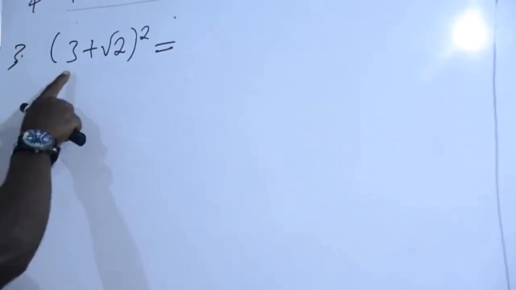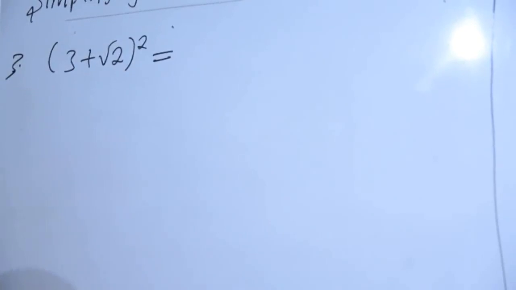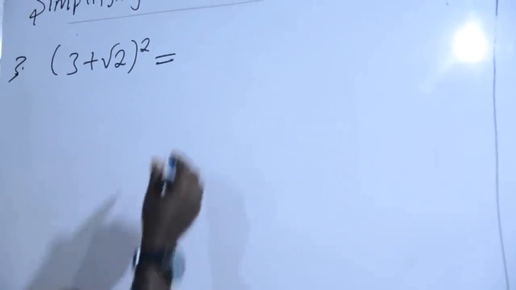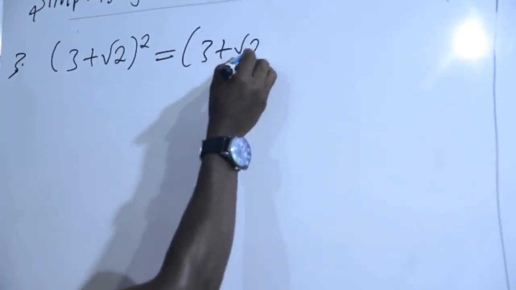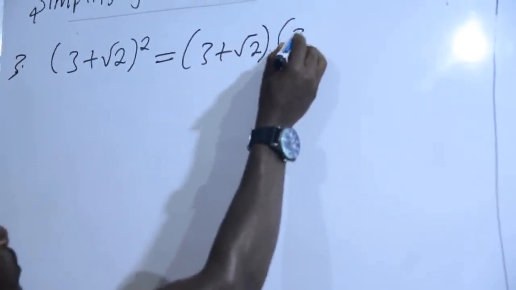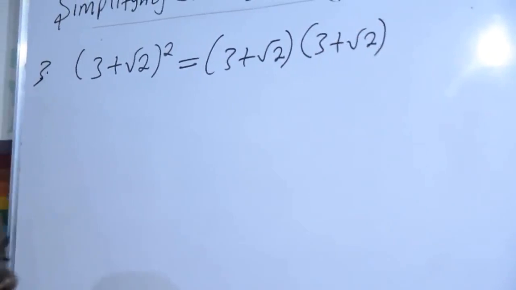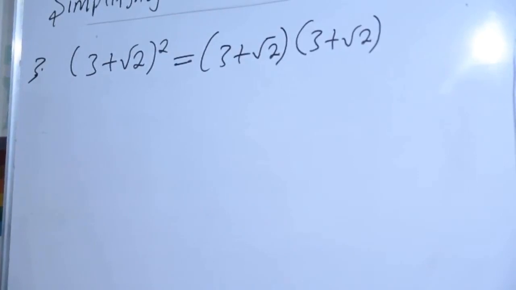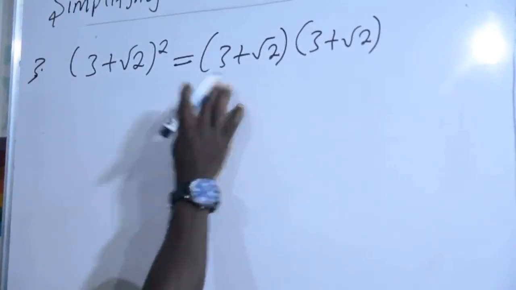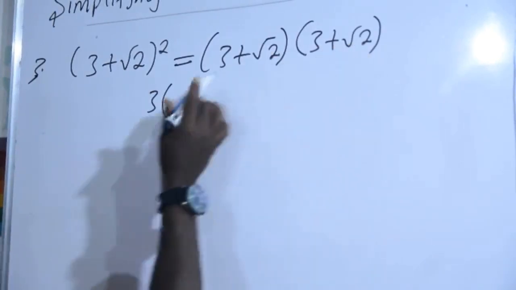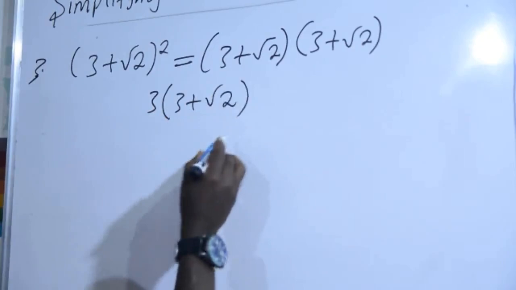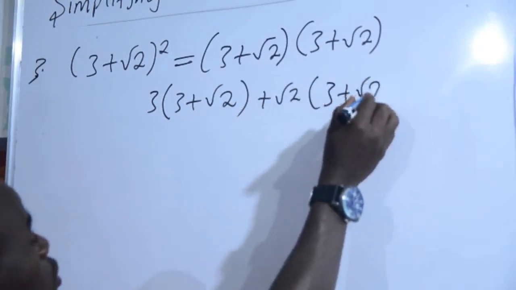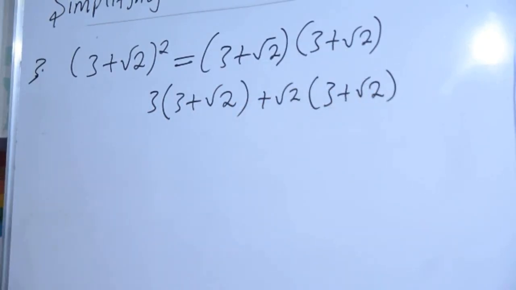Alright, we have open bracket 3 plus root 2 close bracket raised to power 2. Of course, this means we have 2 of these brackets to expand, and it's going to be 3 plus root 2 into 3 plus root 2. Alright, now just the way you have been expanding those other brackets, if you like, you can also expand it this way. That is, this 3, the open bracket, this 3 plus root 2, then this root 2, then repeat this again, 3 plus root 2. That is another way of expanding the bracket just the way we have done before.